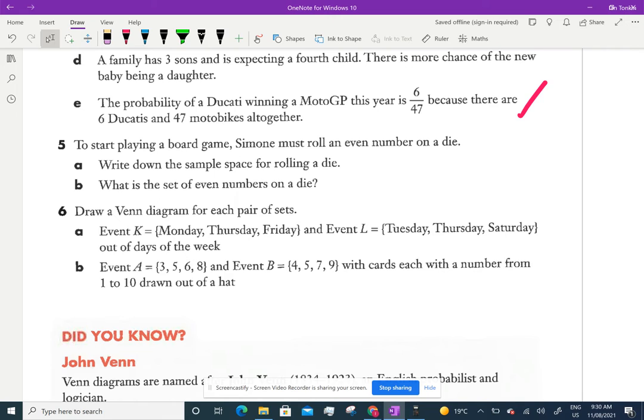Okay, Simone must roll an even number on a die. Write the sample space rolling a die. What is the set of even numbers? Oh my goodness me. Should we even bother with this? Write down the sample space rolling a die. Okay, so we've done that: 1, 2, 3, 4, 5, 6. And the set of even numbers? 2, 4, 6. Right. Okay.